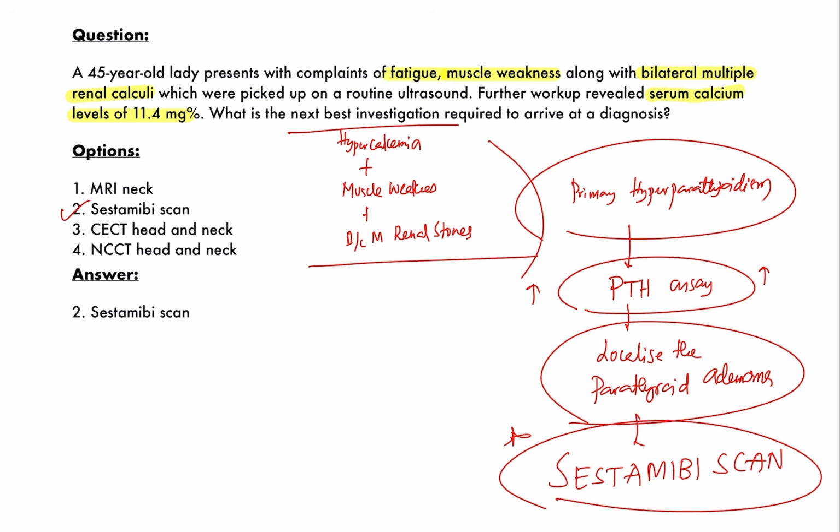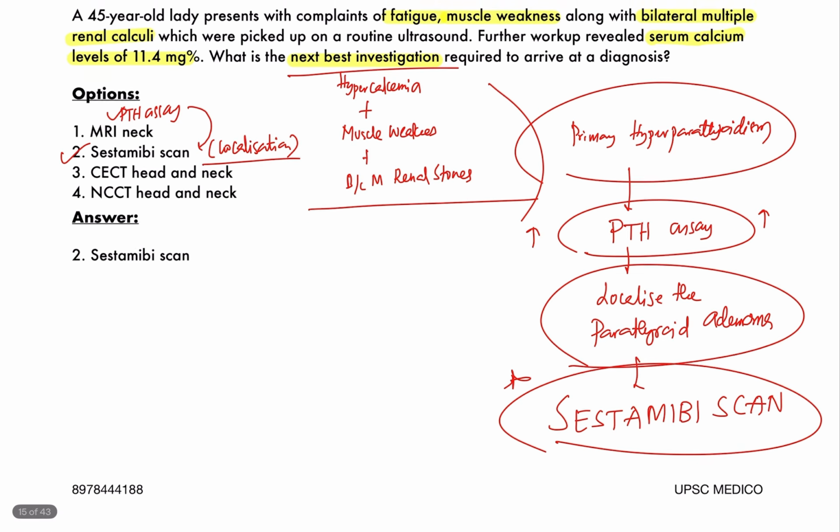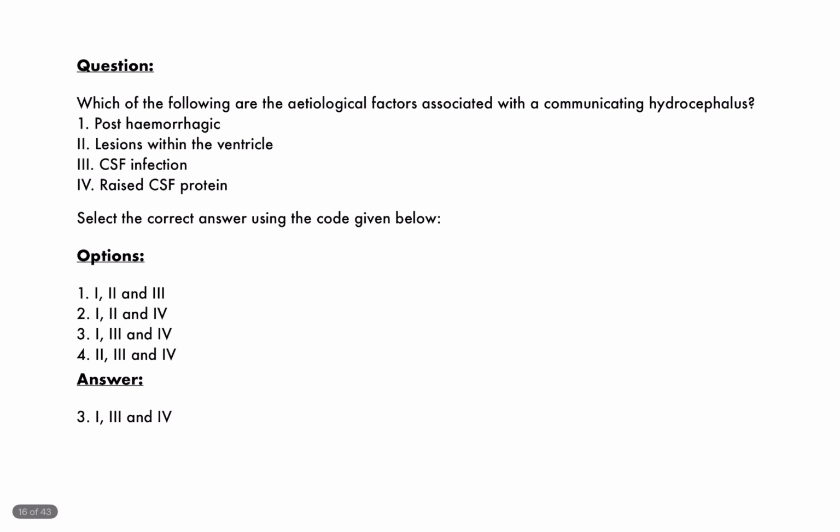Right? But if the same question asks, what is the next best investigation required to arrive at a diagnosis? If they mention PTH assay, go for it. Because first you have to confirm the diagnosis. Then the sestamibi scan is for localization. Next step is localization. Right? Please, next time they might ask the same question in a twisty way. So you have to be very careful.